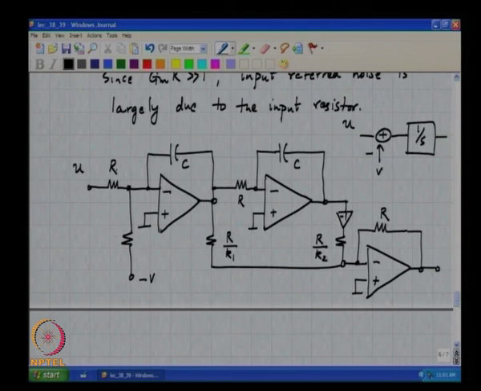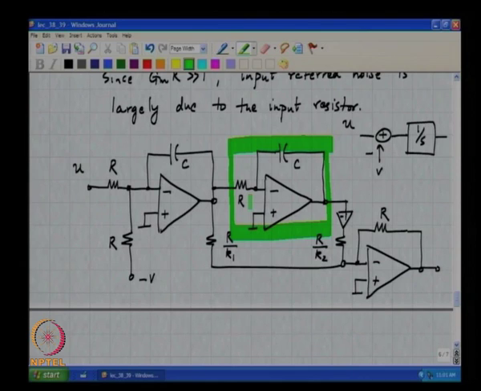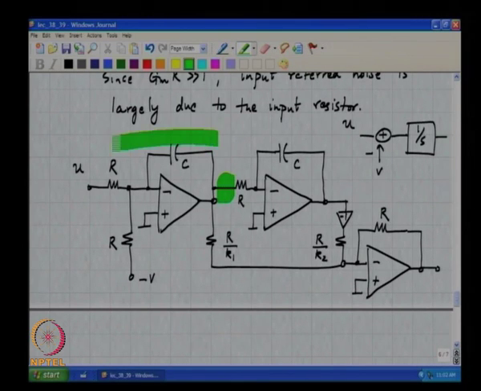So what do you think the input referred noise of this structure would be? What is the input referred noise of this integrator, or when referred to its input? Approximately 4 kTR. Now when this noise source is referred to the input of this integrator, what do you think will happen?